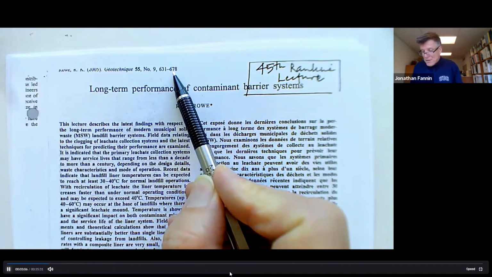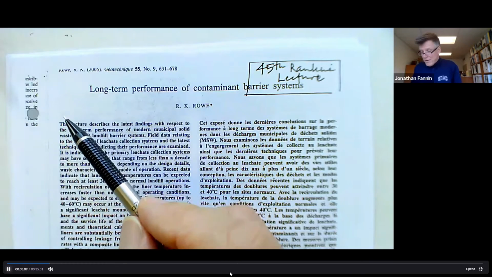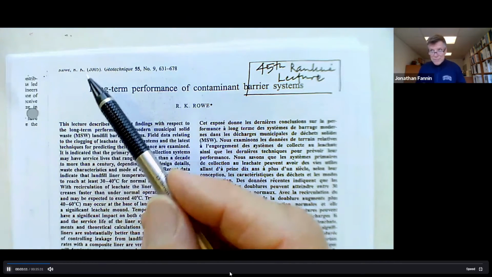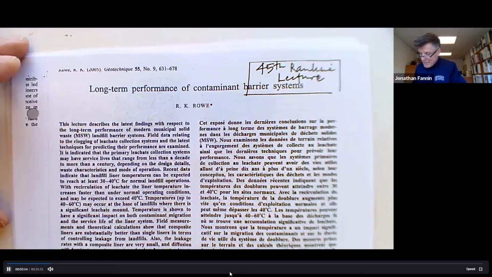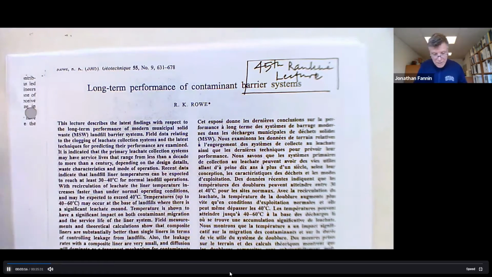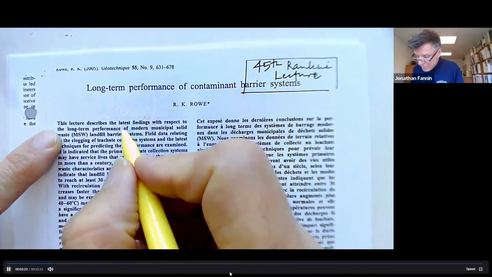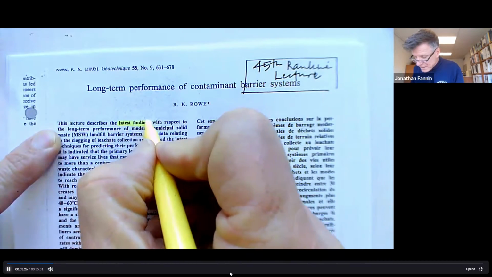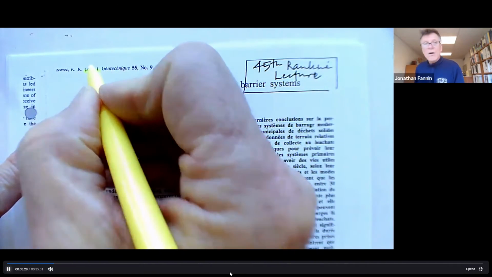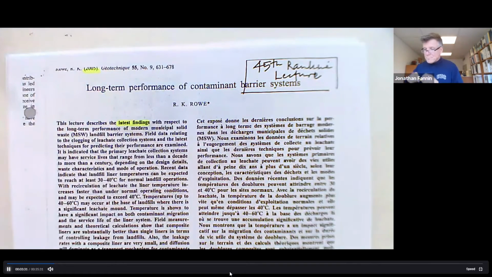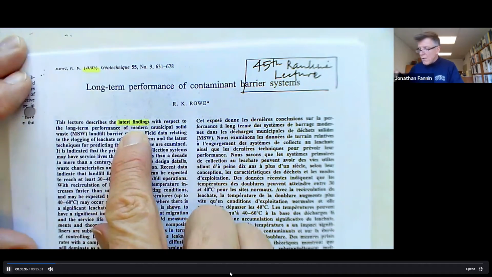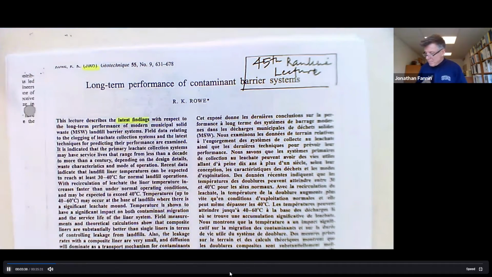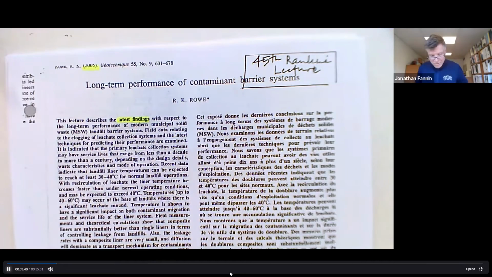631 to 678, so 45 plus pages of Geotechnique paper. It's an astounding commitment by Kerry Rowe to write it up. And here's our philosophy. These are the latest findings. Those are the latest findings of 2005. In fact, remind me to make a comment as to subsequent work of Kerry Rowe.